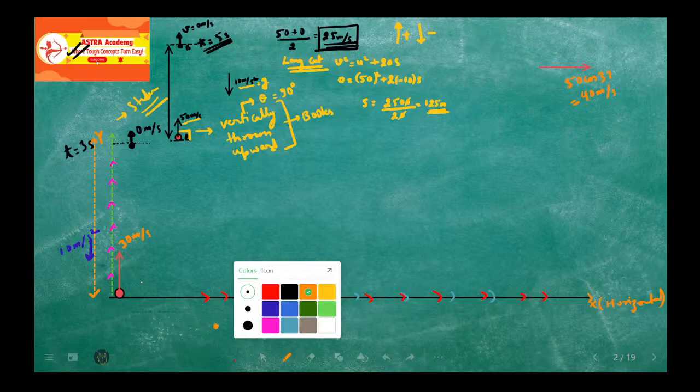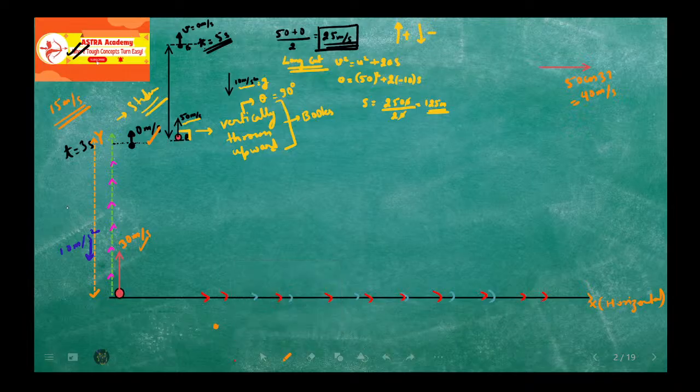What is the trick? If you have to find the height between 2 points, the speed at this point is 30, the speed at this point is 0. What is the average of 30 and 0? 30 plus 0 by 2, that is 15. So 15 meter per second is my required average speed, and the time is 3 seconds, which I have already identified. So 15 into 3 is 45 meters. So 45 meters is the maximum height.